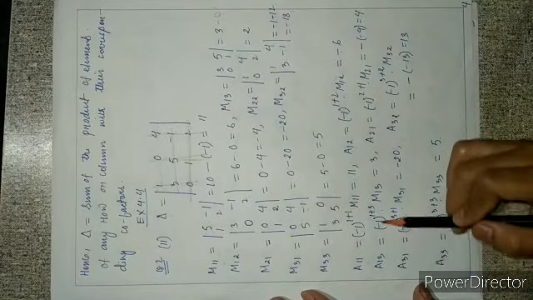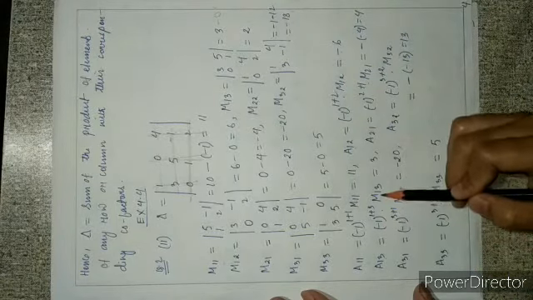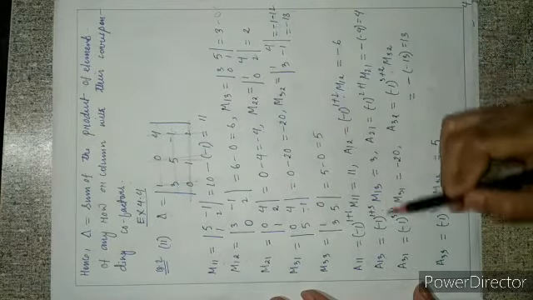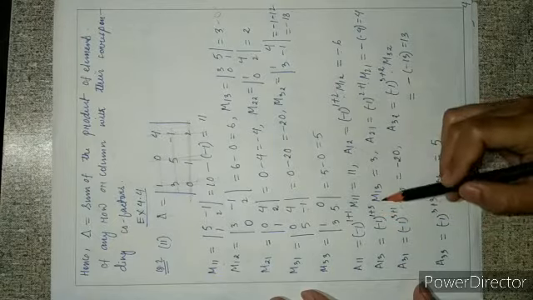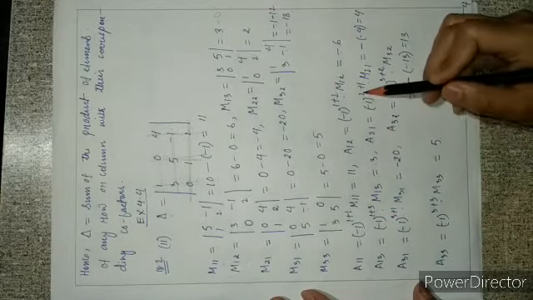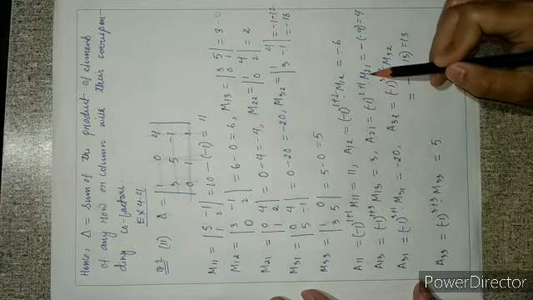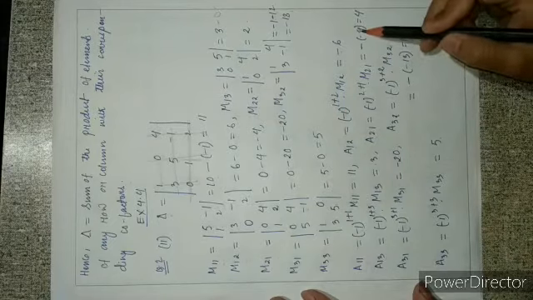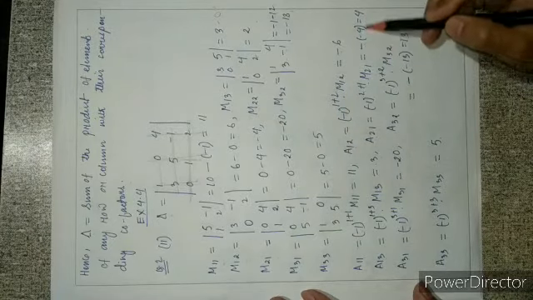Cofactor A13 is minus 1 to the power 1 plus 3. Then write minor M13. Value of M13 is plus 3. Minus 1 to the power 1 plus 3 is even, so plus sign. A21 is minus 1 to the power 2 plus 1. Then write M21. Value of M21 is equal to minus 4. Odd, so minus, minus into minus is plus.